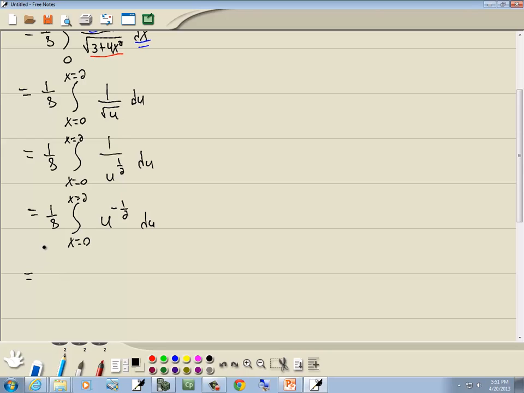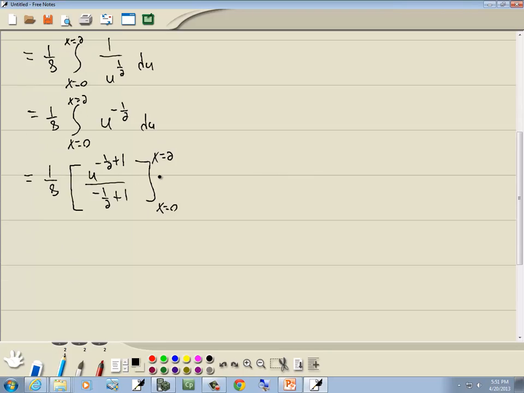And now we're ready to find our integral. So we'll add 1 to our power, so we got u to the negative 1/2 plus 1, and divide by our new power, negative 1/2 plus 1, and that'll go from x equals 0 to x equals 2. Now I put those x values there for a specific reason. That way I don't plug in the numbers too soon, and we'll see that in a second. Negative 1/2 plus 1 is 1/2, so we got u to the 1/2 over 1/2 from x equals 0 to x equals 2.